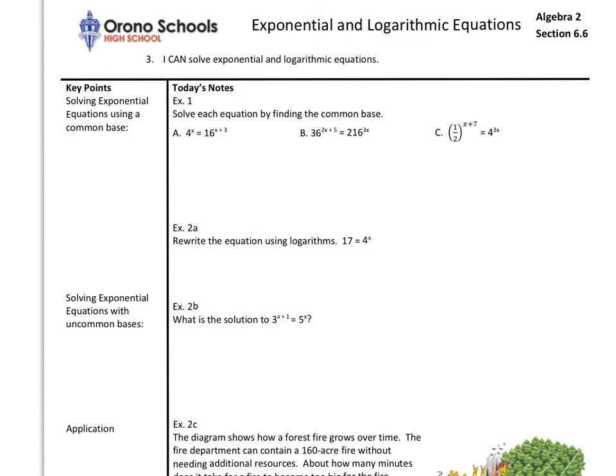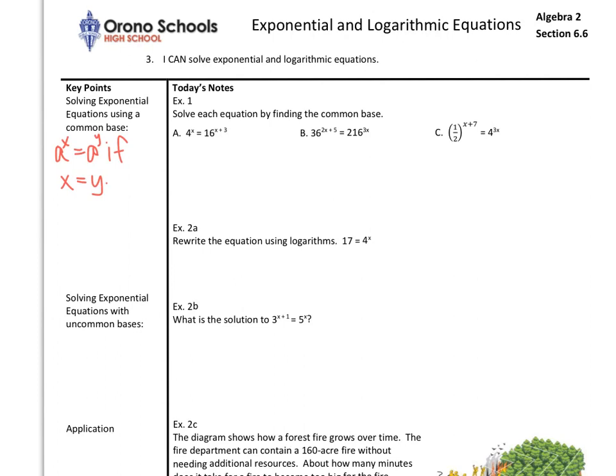Lesson 6.6 continues with solving exponential and logarithmic equations. We'll use our properties for change of base, and we'll also use our quotient, product, and power properties. When asked to solve exponential equations with a common base, we apply the rule that a to the x power would equal a to the y power if x equals y. And that should seem reasonable. If your base is the same in an equation, your exponents would have to match as well.